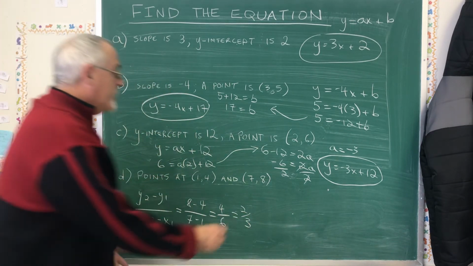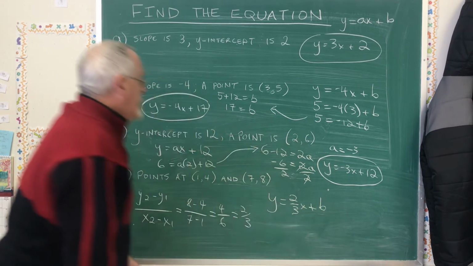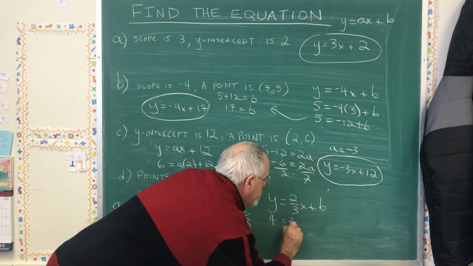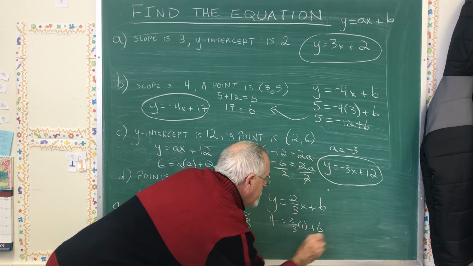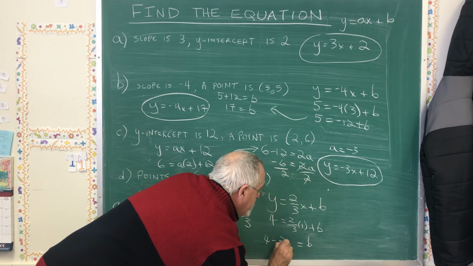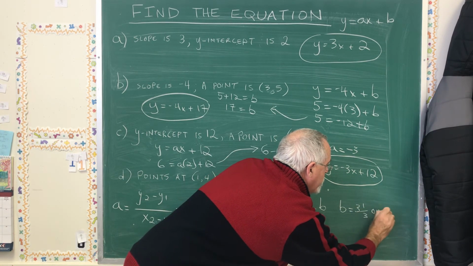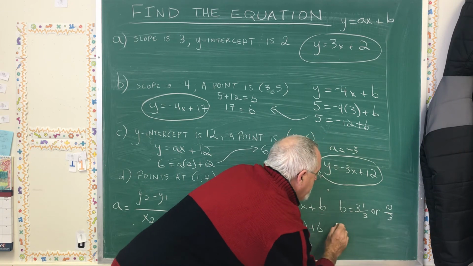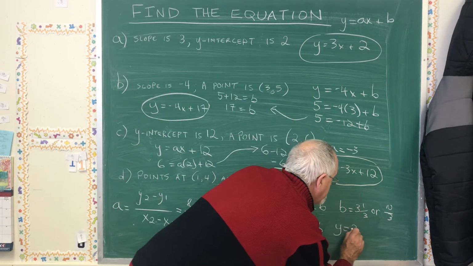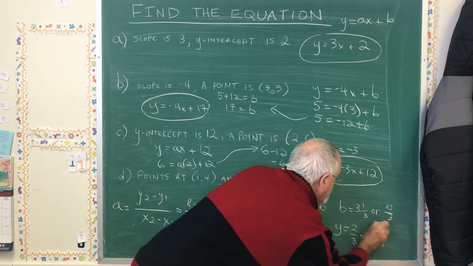Now I have a slope. I know my equation is y equals 2/3 x plus b, and I can plug in either of the points. I'll plug in the point 1, 4. 4 equals 2/3 times 1 plus b. b is therefore equal to 4 minus 2/3. b equals 3 1/3, or if I wish, 10/3. So therefore my equation is y equals 2/3 x plus 10/3. There's my answer.